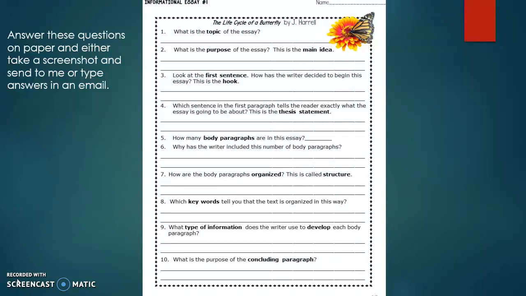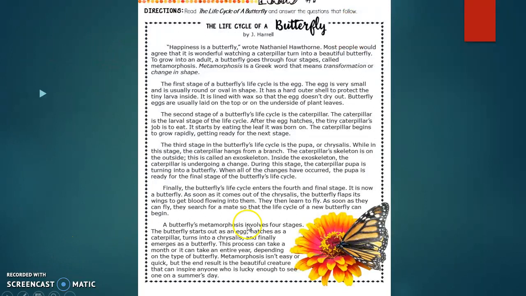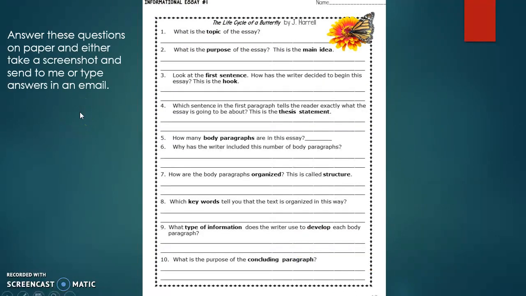All right, number 3, look at the first sentence. How has the writer decided to begin this essay? So if you look back, first sentence, you can see the writer began with a quote, "Happiness is a butterfly," wrote Nathaniel Hawthorne. So that was a way that he grabbed the reader by adding in that quote.